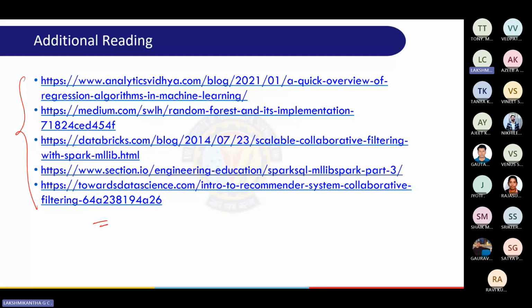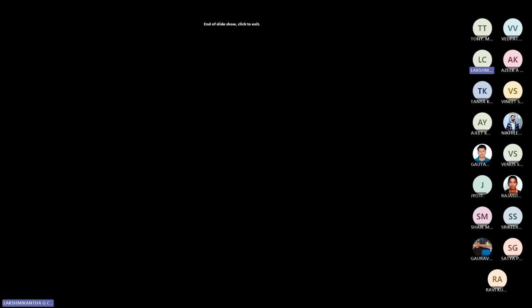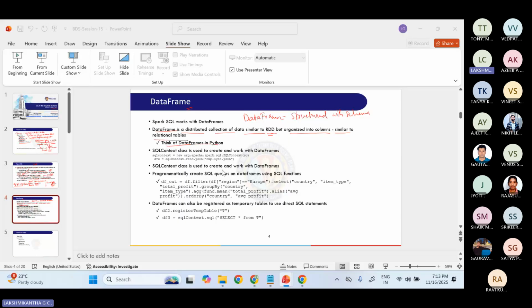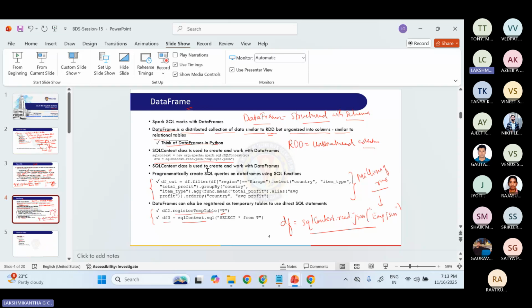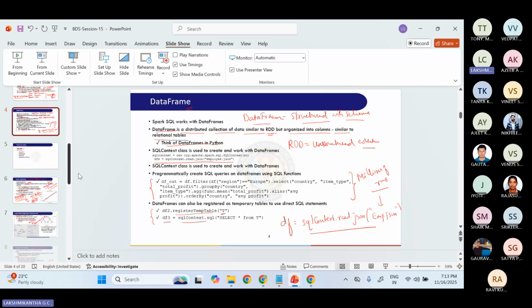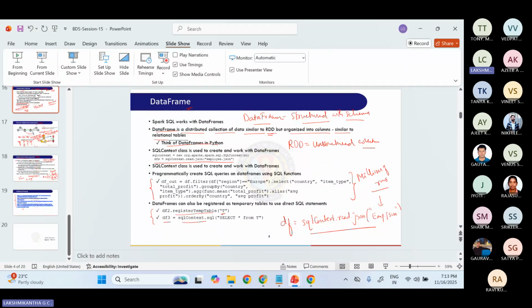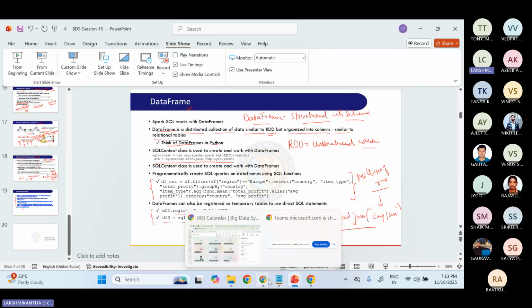I don't want to drag on more on this. So this completes your 15th session concept. In the next session, we will discuss more concepts on Spark in the coming class. I have only a minimum number of slides here, only 20 slides. So that's all about today's session.